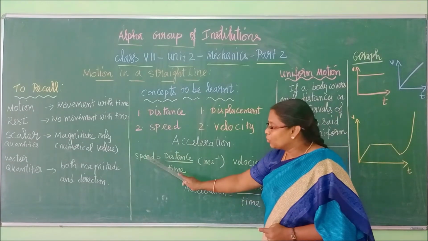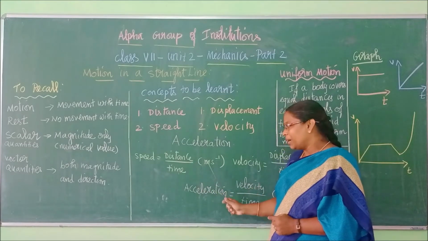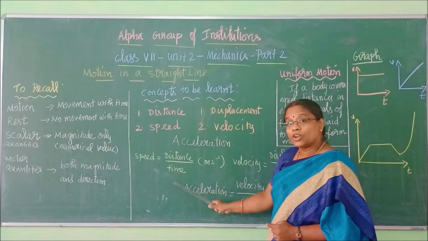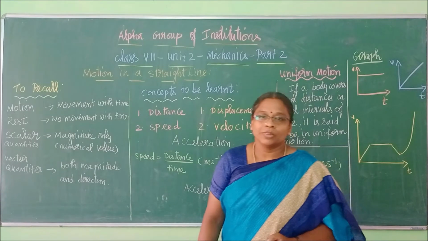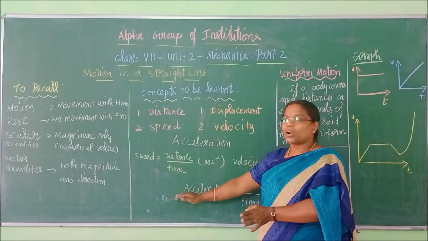Okay. Now what is the unit of speed? Meter per second. How did that come? Distance unit is meter. Time unit is second. As it is in the denominator, it will go to the numerator with a minus power. So can you understand this? Now the same concept comes over here.